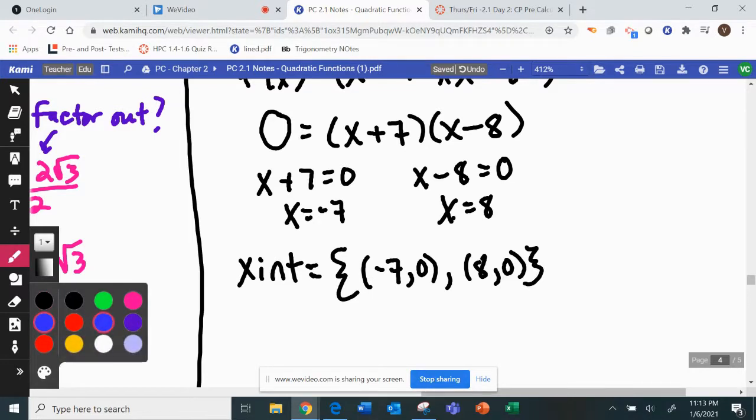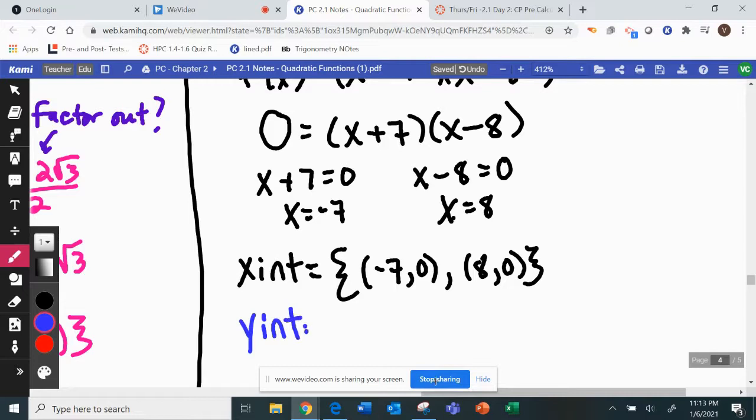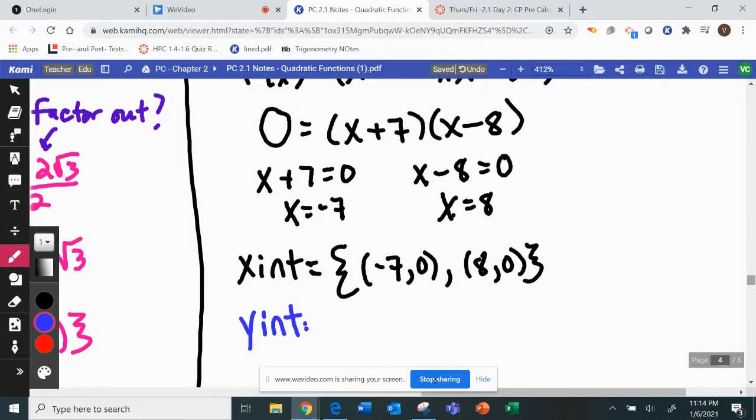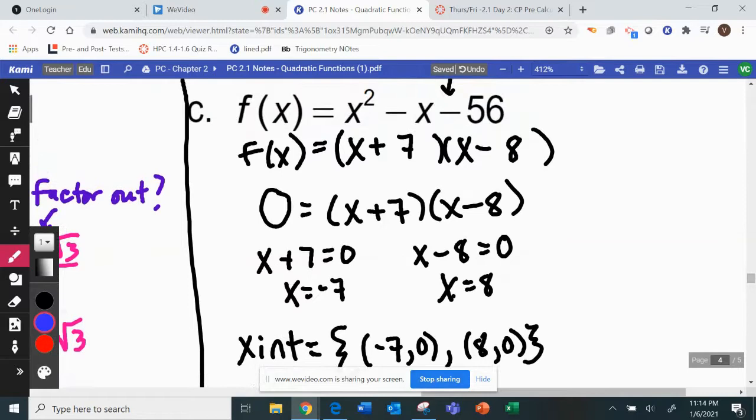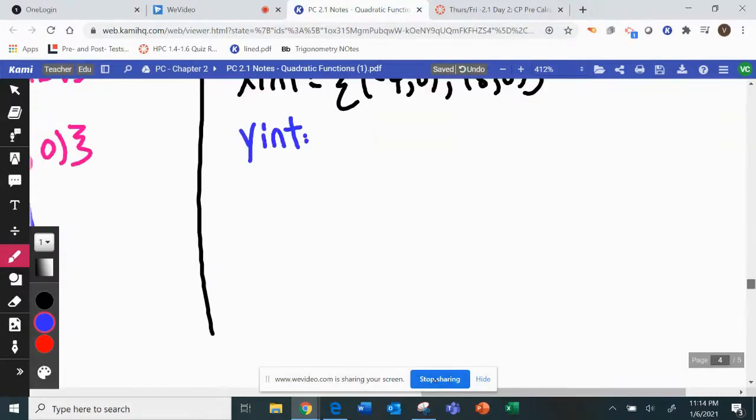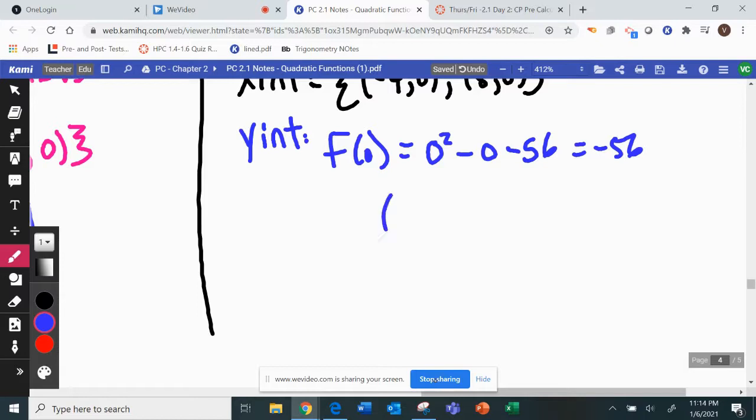Okay, we also have to find the y-intercept. And to find the y-intercept, you could use the factored form or you could use the original form. It doesn't matter which form you use. I'm going to choose the original form because it's much easier for me. In my opinion, it's easier to plug it in that one, but it doesn't matter which one you use. So I'm going to do f of 0 equals 0 squared minus 0 minus 56. So I get negative 56. 0, negative 56.